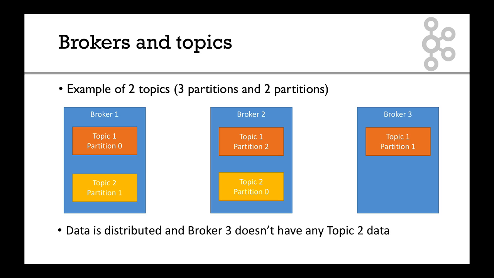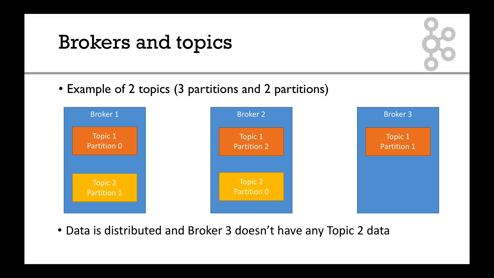And the second topic has 2 partitions. It's the yellow topic. And as you can see, broker 1 has the partition 1 for topic 2, and broker 2 has the partition 0 for topic 2. And as you can notice, broker 3 doesn't have any topic 2 data because there are only 2 partitions and you have 3 brokers. So just look again at that graph. It's really important to understand that not every broker has every topic, and actually data is spread out.